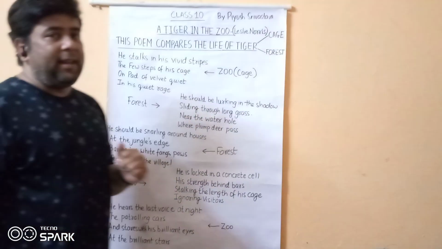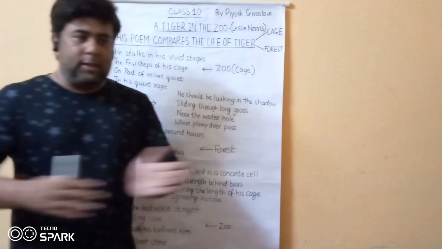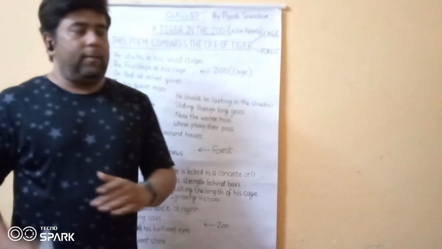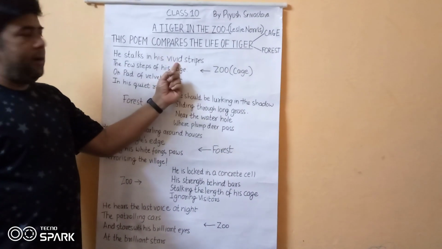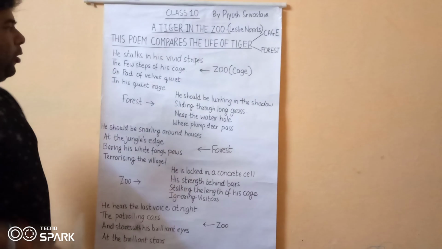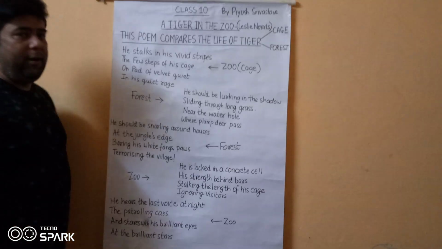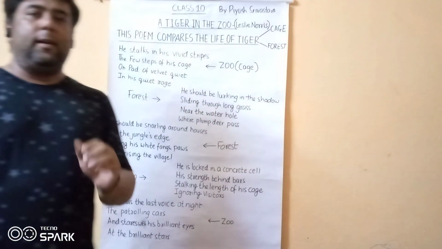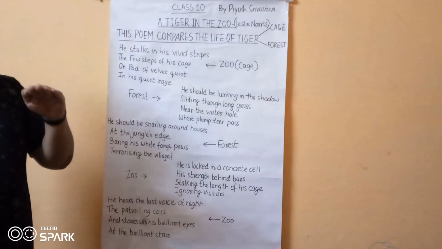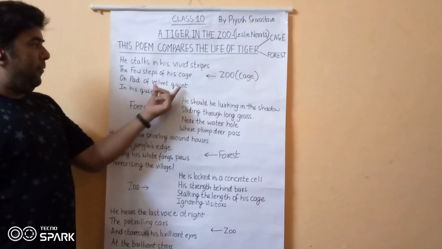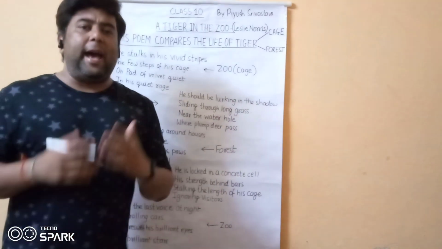Rage here means he is angry. Because the tiger is in the cage, he is walking in the cage here and there, in anger. So this is the first stanza. Stalks means walk, vivid means different, stripes means the different stripes on the body. The few steps of his cage on the pad of velvet quiet. Velvet quiet, again I am making you understand that his paws are padded and because of that padded paws, velvet quiet is written. In his quiet rage. So he is very silently angry.